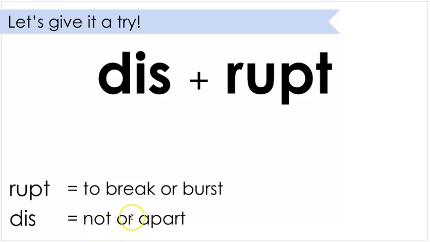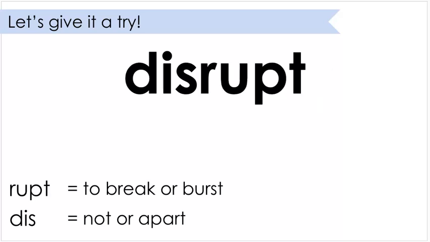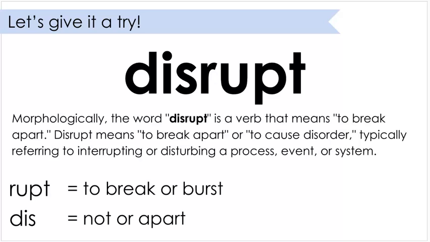dis, which means not or apart, to rupt, which means to break or burst. Can you figure out what the word is? Disrupt, that's correct. Now, can you figure out what that word means based on our prefix and our root word? Morphologically, the word disrupt is a verb that means to break apart. We have break or apart.